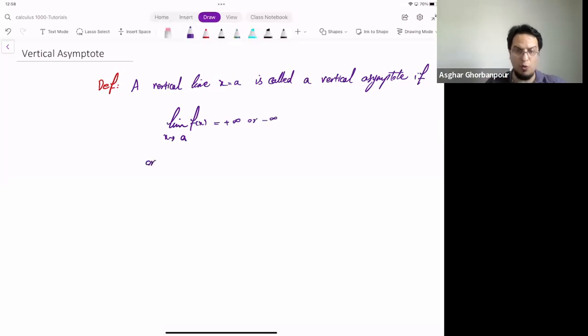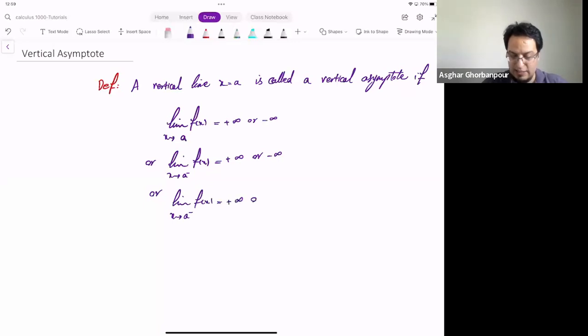I don't need to have the whole limit. Even if we have one-sided limits, if one of these is plus infinity or minus infinity, only one of these needs to happen for us to say that x equal to a is a vertical asymptote. We may even have a case where on one side the limit exists and on the other side the limit is infinity, either plus or minus infinity. In that case, we say that x equal to a is a vertical asymptote.